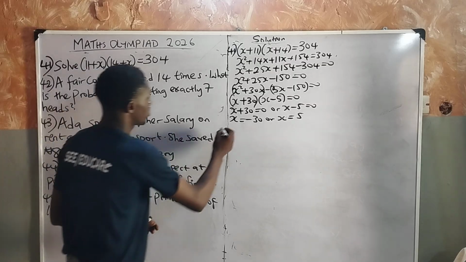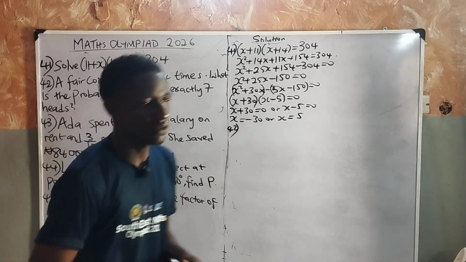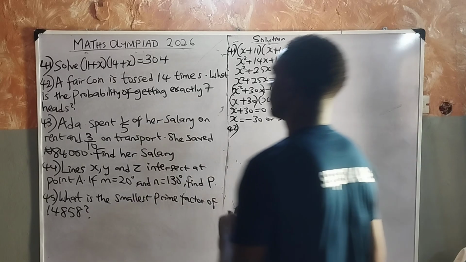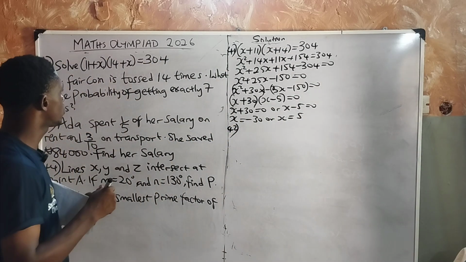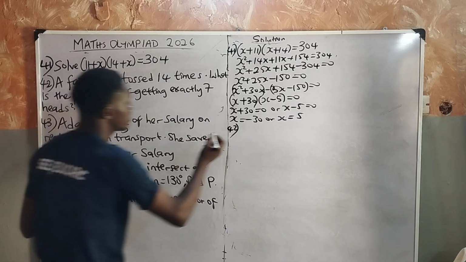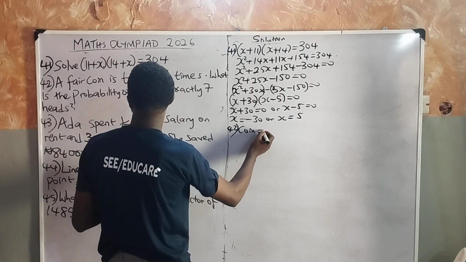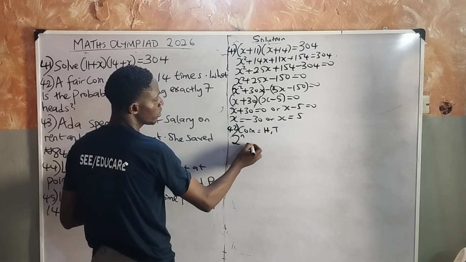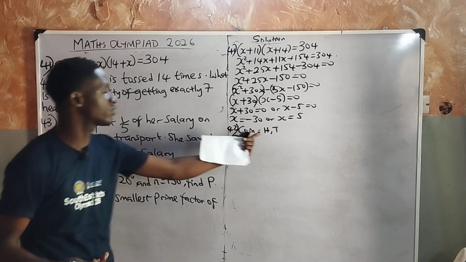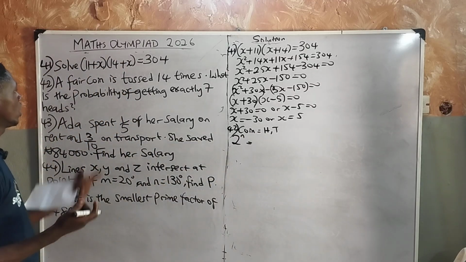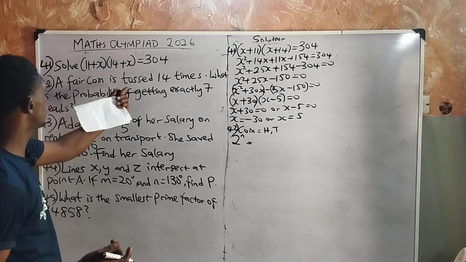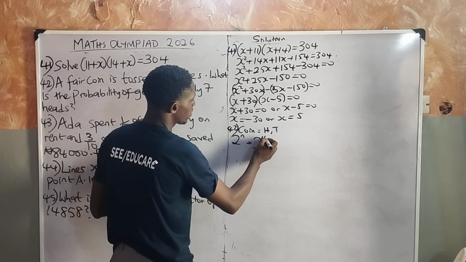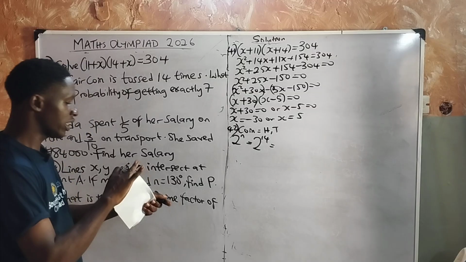So let's go to number 42. Number 42, we have a fair coin tossed 14 times. A coin has head and tail, so to get the total outcome it is 2 raised to the power of n, because this has two faces. It was tossed 14 times, so we have 2 raised to the power of 14.